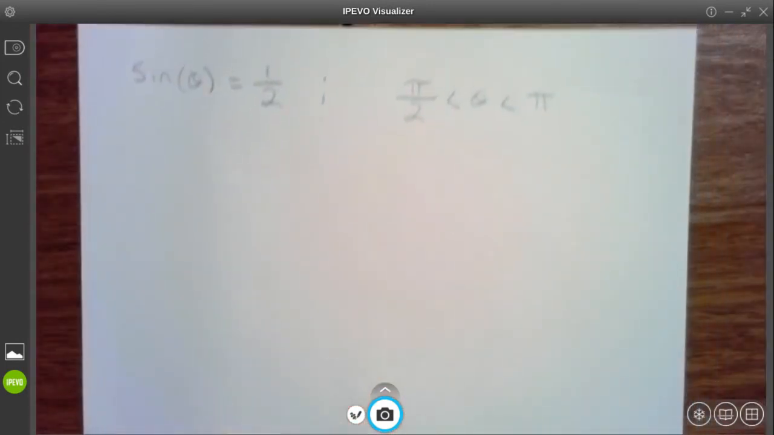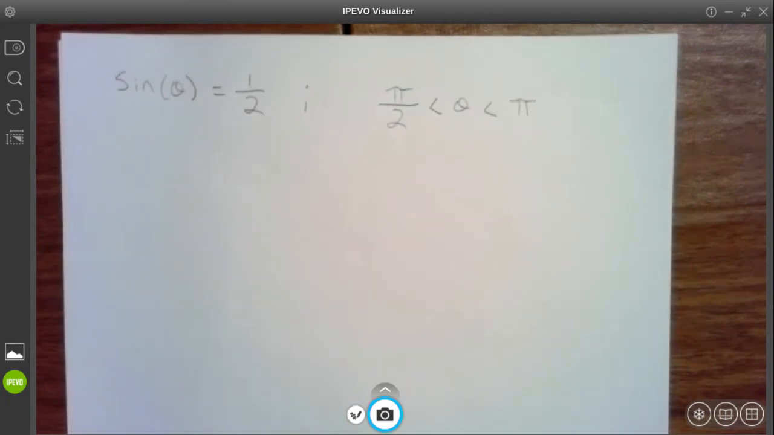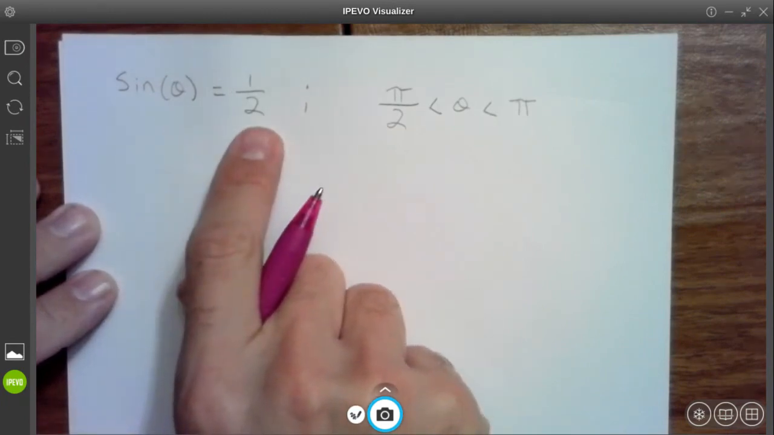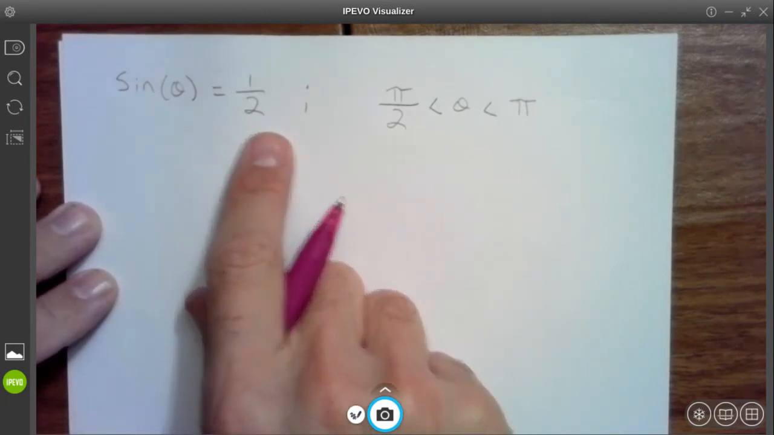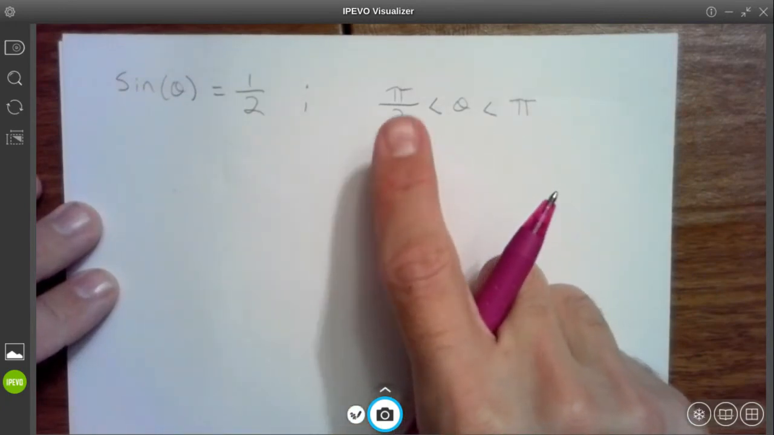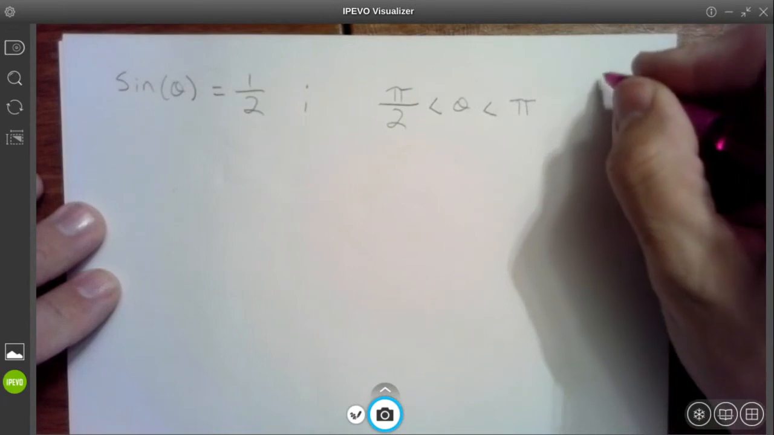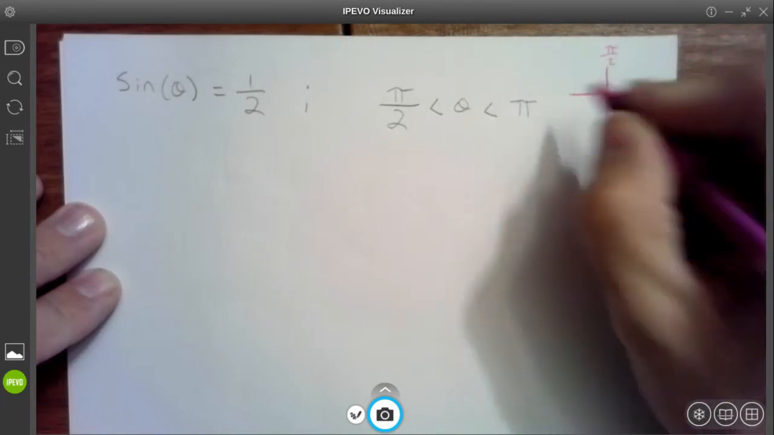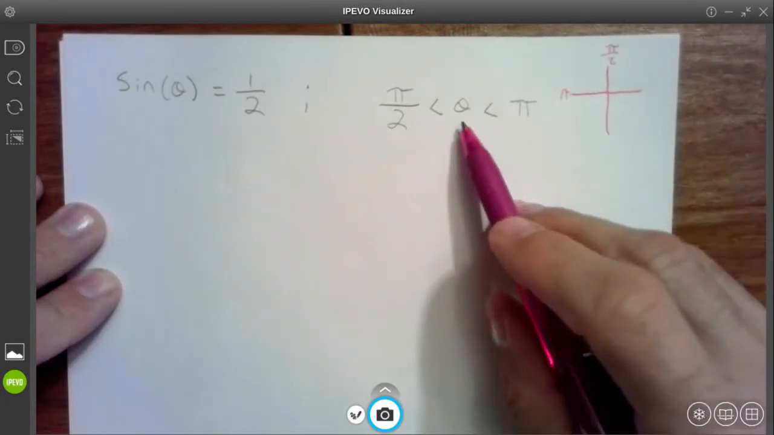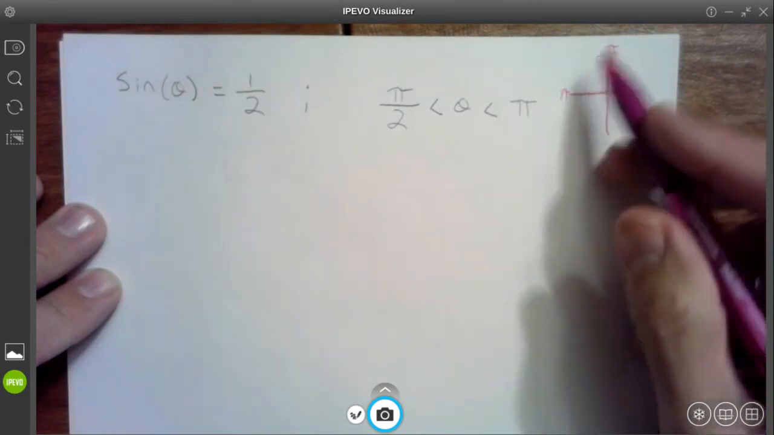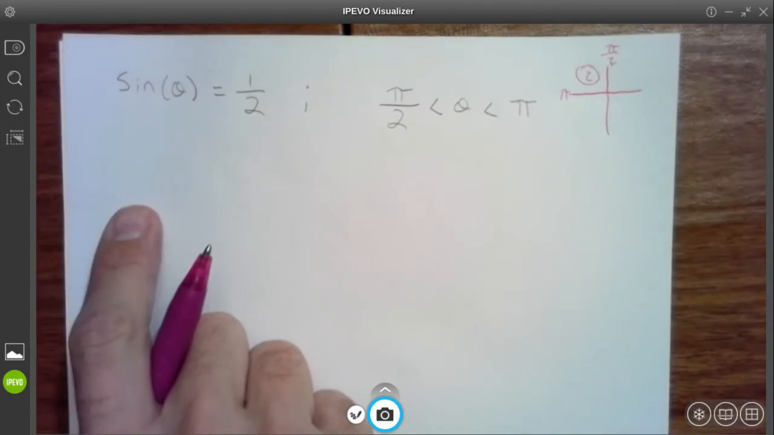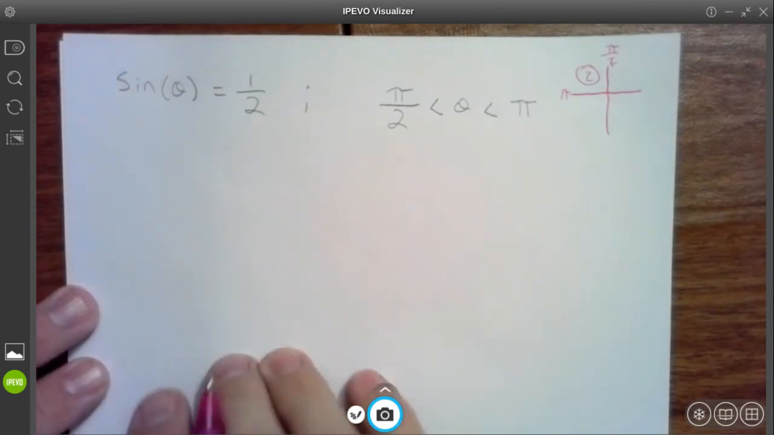All right, last one. Promise this one's faster. Well, I say that. I shouldn't promise stuff like that. Sine of theta is equal to 1/2. And it tells us that theta is between pi over 2 and pi. So this actually kind of spells out what quadrant we're in. Here's pi over 2, and here's pi. Since theta is in between those two, I know I'm in quadrant 2. I have to be in quadrant 2, which means my cosine is going to be negative. Sine's positive there, cosine's negative.